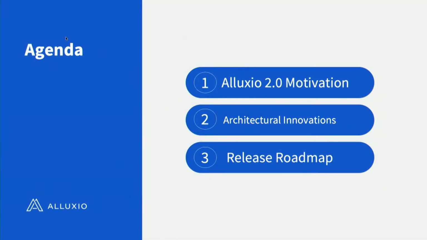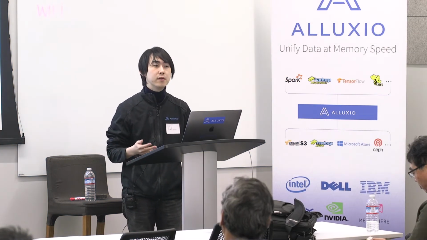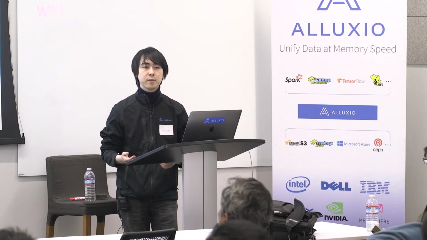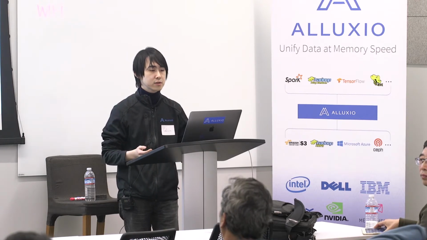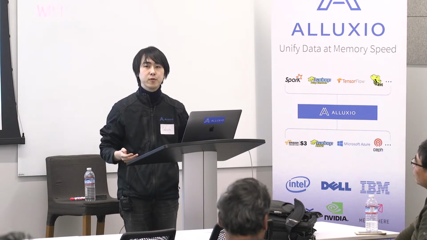OK, so that's enough about Alluxio. This is the agenda for the meat of the presentation. First, we're going to talk about what was the motivation behind having a 2.0 release. Why not just continue making 1.9, 1.10? Then we're going to talk about the architectural innovations, what we actually did from a technical perspective to achieve some of these benefits and features. And then finally, I'm going to go over what the release roadmap looks like for the 2.0 release.